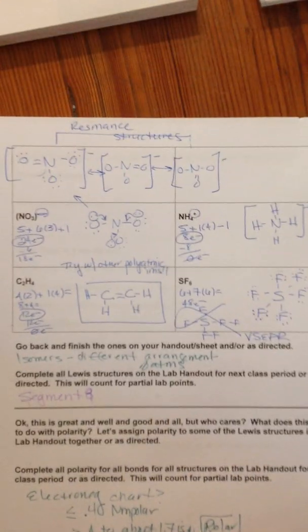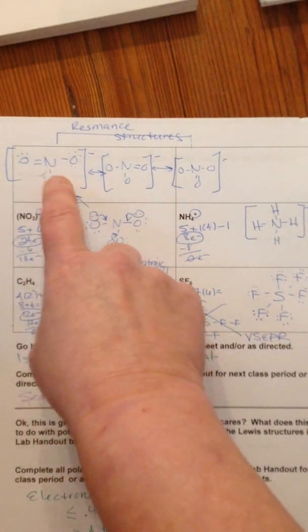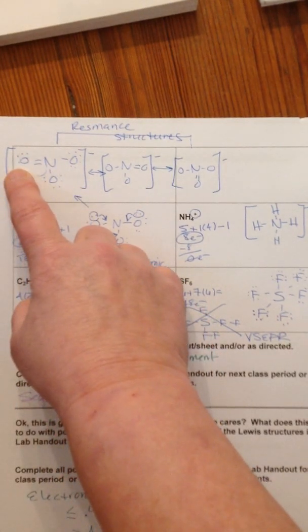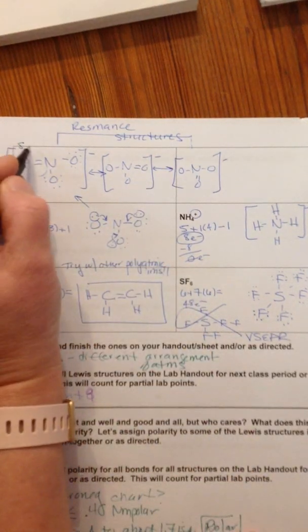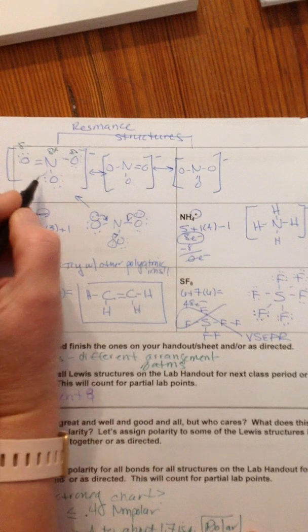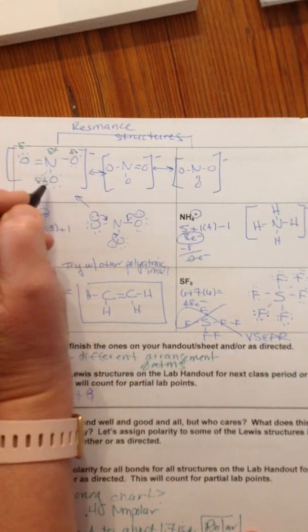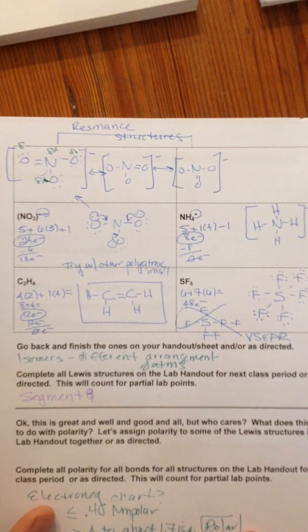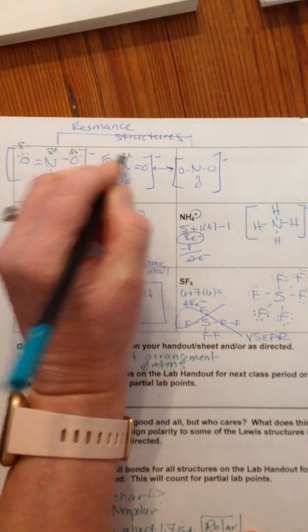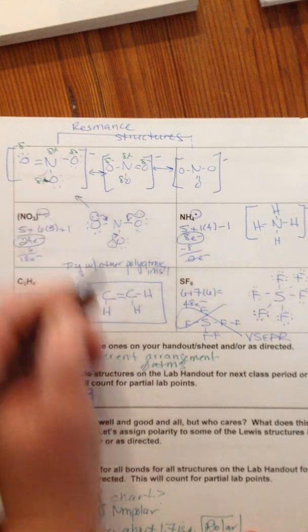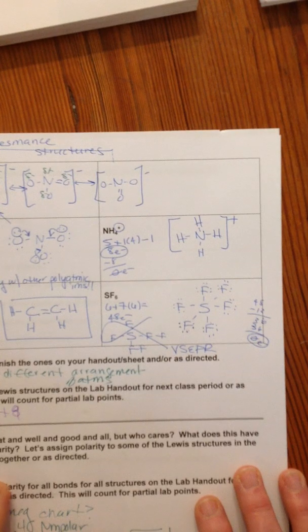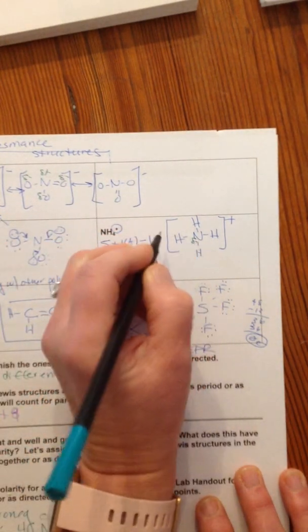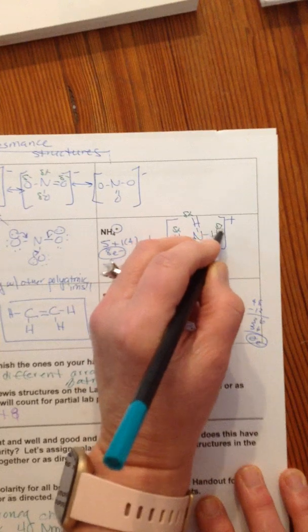Okay, so if we look at these structures up here, the nitrogen to oxygen bond is polar. So we would put partial negative, partial positive, partial negative, because the oxygen has a higher value than the nitrogen and the difference is more than 0.4. Partial negative, partial positive, and so forth. With the nitrogen hydrogen, that is also polar. Nitrogen now is partially negative, hydrogen is partially positive.